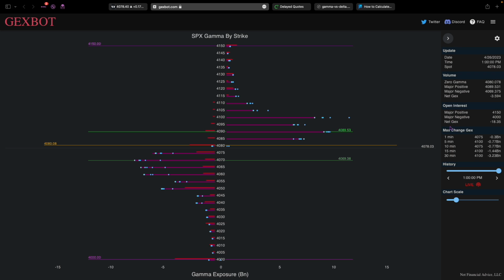And then net GEX is just whether the overall complex, if I were to add every single bar, do we have more negative or more positive? In this case today, we have more negative.